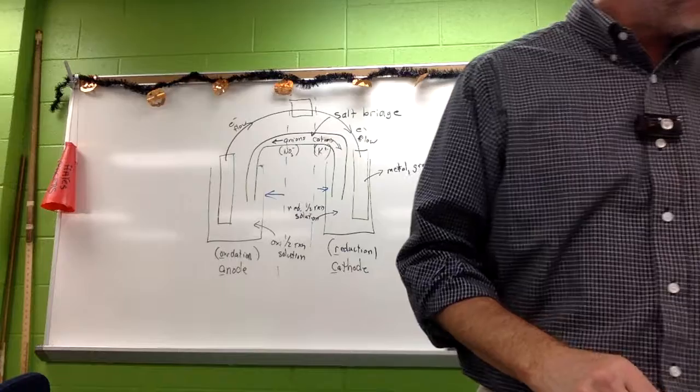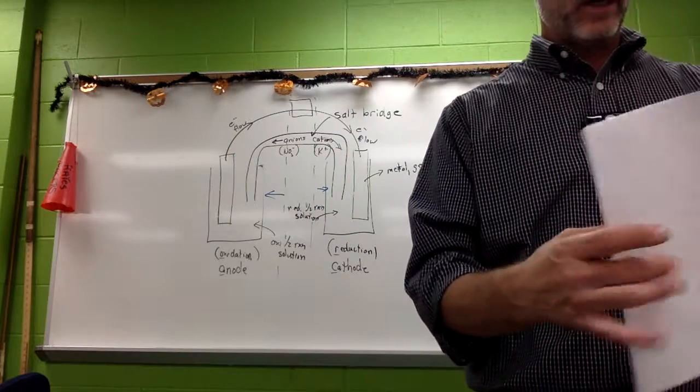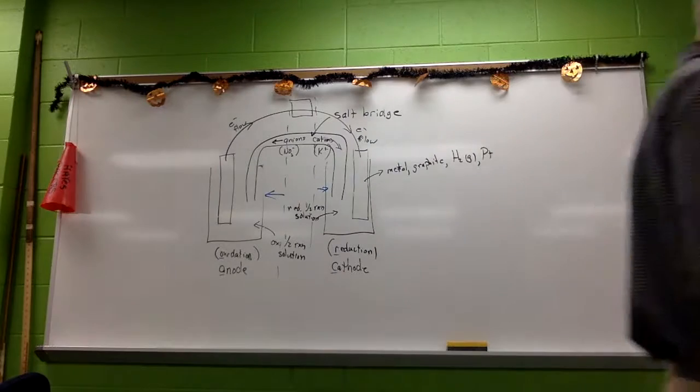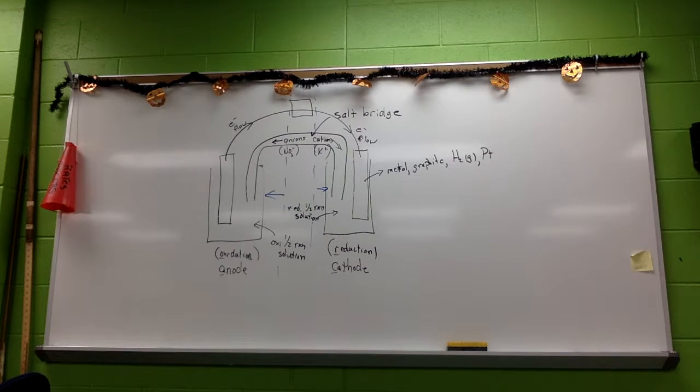All right, where am I? Okay, here we go. Now, this is kind of a complicated drawing. Takes up a lot of space, takes a lot of room. As scientists, we'd like to get the point across without having to take up so much space and drawing a bunch of pictures. So there's something called line notation, which is a shorthand way of representing a galvanic cell.